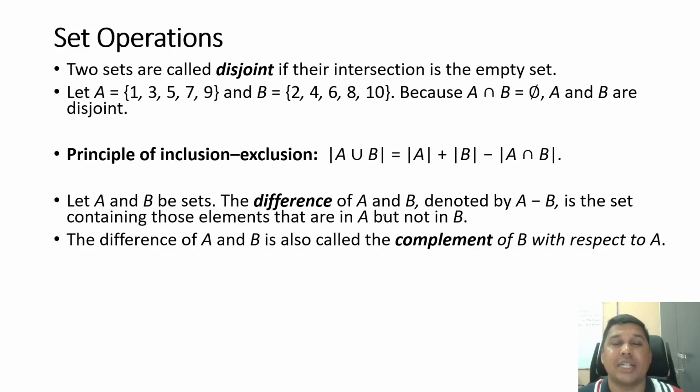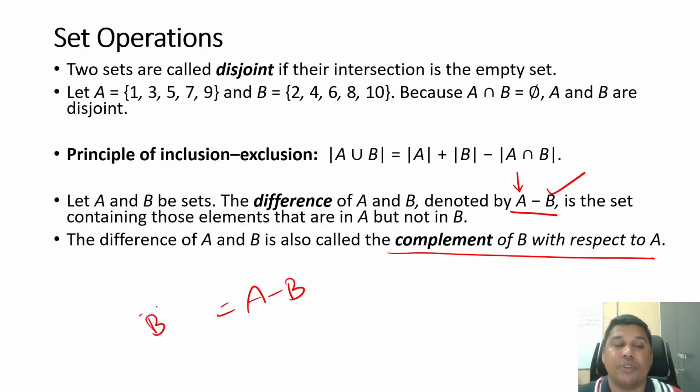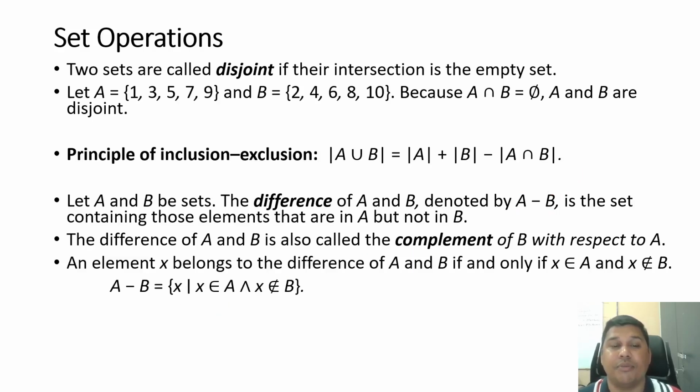What is the difference between two sets A and B? If it is A minus B, it means elements which are in A but not in B. The difference A minus B is also the complement of B with respect to A. The notation is A minus B equals {x | x belongs to A and x does not belong to B}. So the elements which are only in A but not in B come under difference.